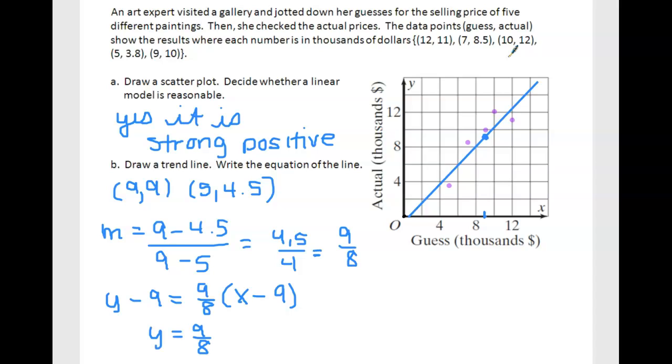Or y equals 9/8 x. And then 9/8 times -9 plus 9 gives a minus 9/8. And that should make sense because if this line here were to continue, my y-intercept would be negative. And that is how you find the equation of a trend line.